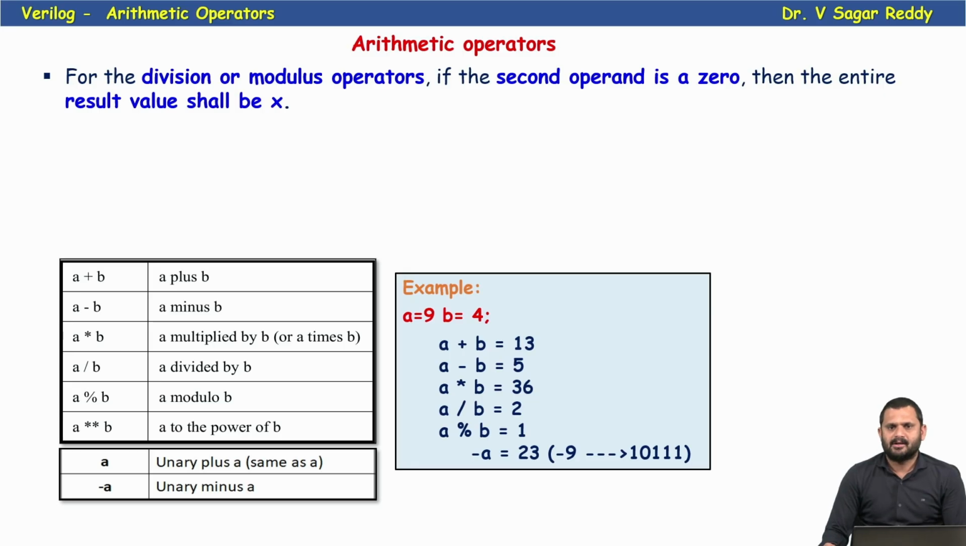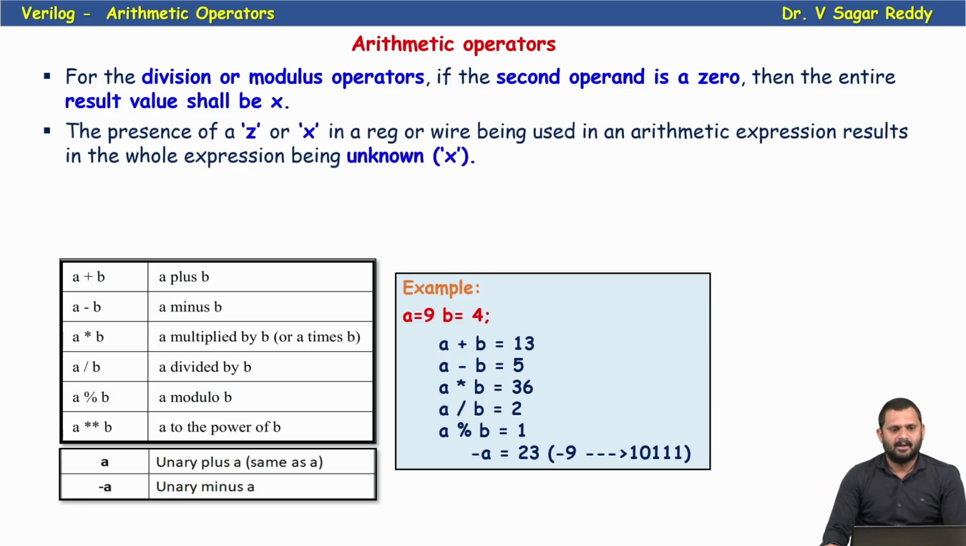or modulus operator, if the second operand is 0, then the entire result will be x. Clear? So in arithmetic operators, if the second operand is 0, then the entire result will be x. So it is infinite, we cannot represent that. So that is unknown, we can represent it as x.